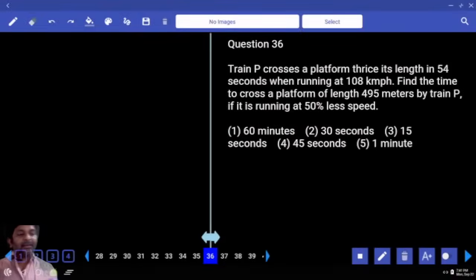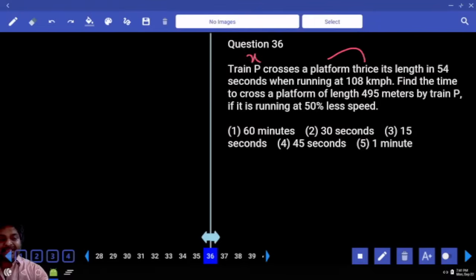Train P crosses a platform thrice its length in 54 seconds when running at 108 km per hour. Find the time to cross a platform of length 495 meters by train P if it runs at 50% less speed. Train P crosses a platform thrice its length. So which length is thrice? Platform length is thrice. Correct?